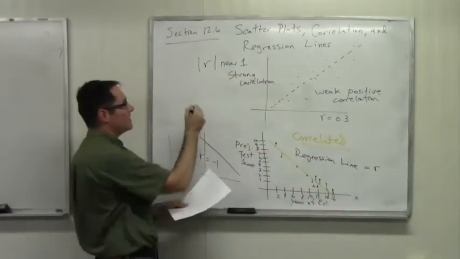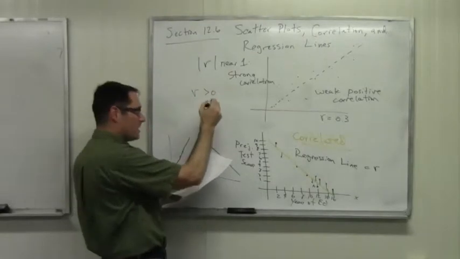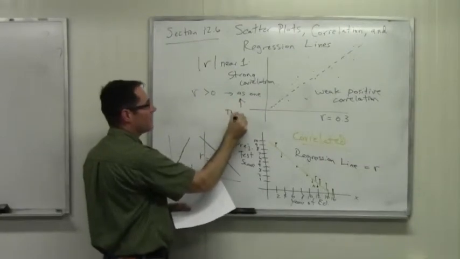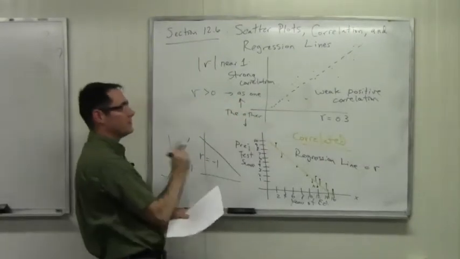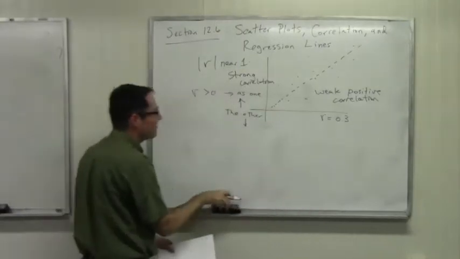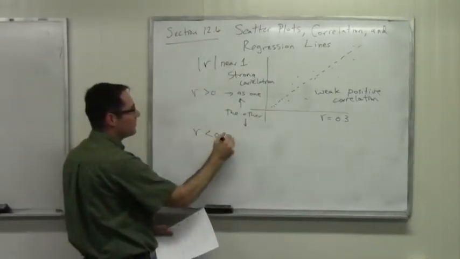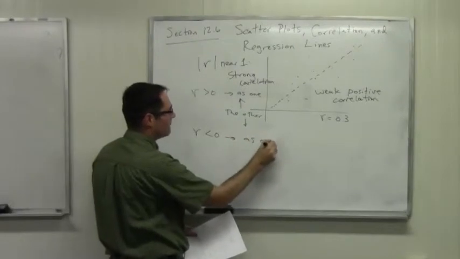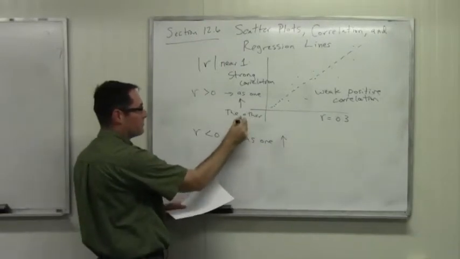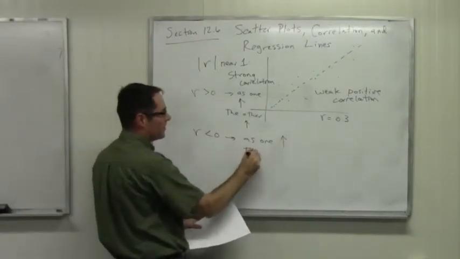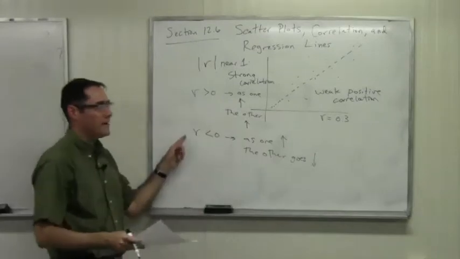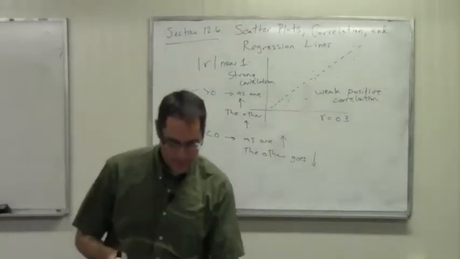If R is greater than 0, the exact opposite is true if it's negative. If R is less than 0, then as one value goes up, sorry, I lied. As one goes up, the other also goes up for positive. As one goes up, the other goes down for that negative correlation. All right.